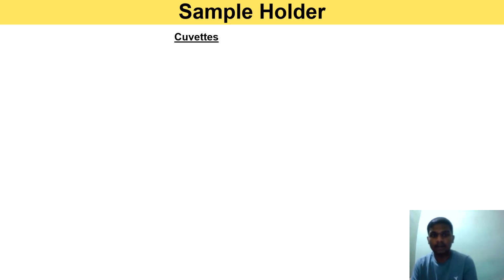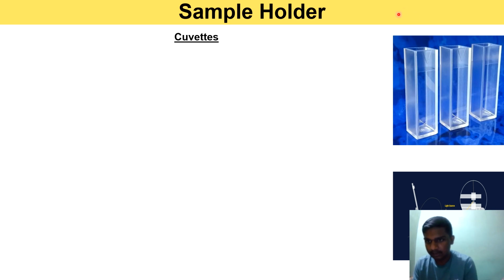Third is a sample holder. The sample holder is basically where we keep the liquid sample which we created during the experiment in the instrument. That holder is called cuvettes. Yeah, this is cuvettes. The pictures are like this. This is the picture of cuvettes.